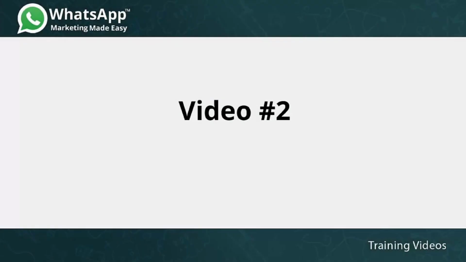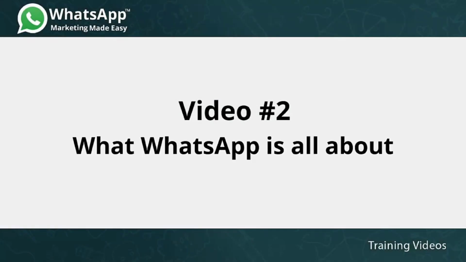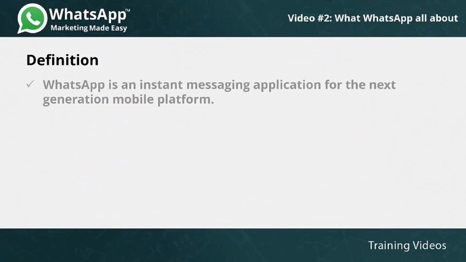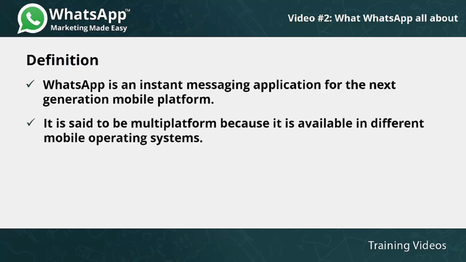Video number 2. What WhatsApp is all about. Definition. WhatsApp is an instant messaging application for the next generation mobile platform, which enables text messaging between users. It is similar to computer messaging programs, chat, that commonly exist in the web, with the difference that this one works in mobile phones. It is said to be multi-platform because it is available in different mobile operating systems that currently exist, such as iOS, Android, Windows Phone, and Nokia.